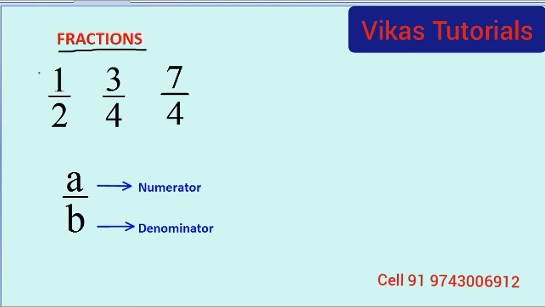Okay, you might have seen numbers like 1 divided by 2, or we call it 1 by 2, 3 by 4, or 7 by 4. These types of numbers are known as fractions. What does a fraction actually mean?